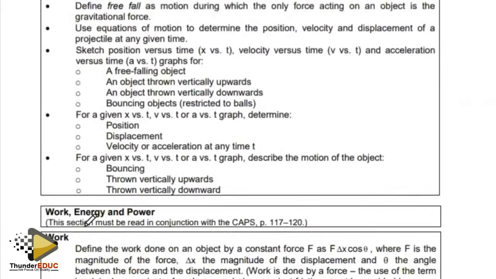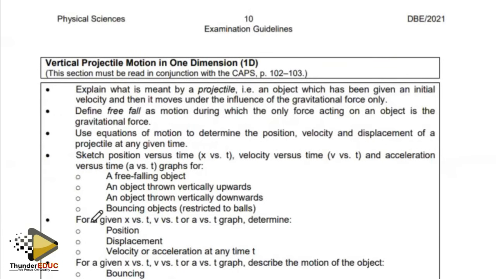Then still under mechanics, we have the vertical projectile motion, or VP, and in grade 12, we only focus on 1D, one dimension. So explain what a projectile is: an object with an initial velocity that moves under just the influence of gravitational force. Define free fall, and just know the difference between a projectile and free fall. Then use the equations of motion and know which one exactly to use based on the given information of variables. We need to know how to sketch the position-time graph, velocity-time graph, and then the acceleration-time graph. So you can always revisit some of the videos that we've done before, where we explained some of this content in detail.